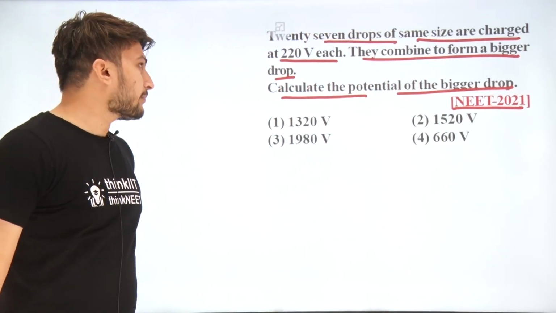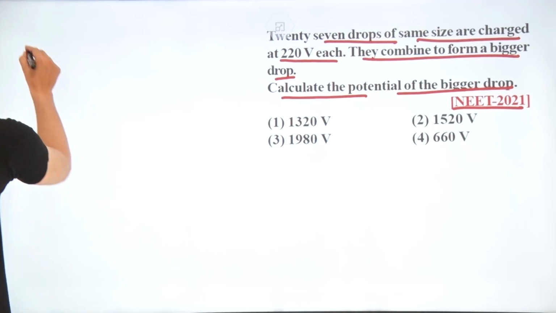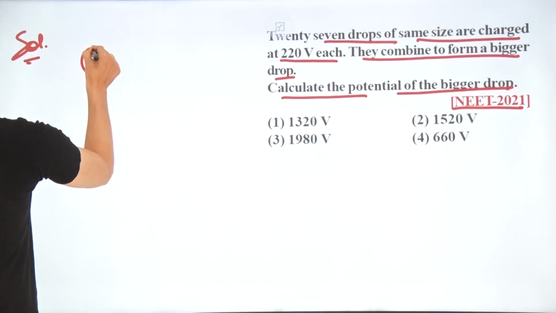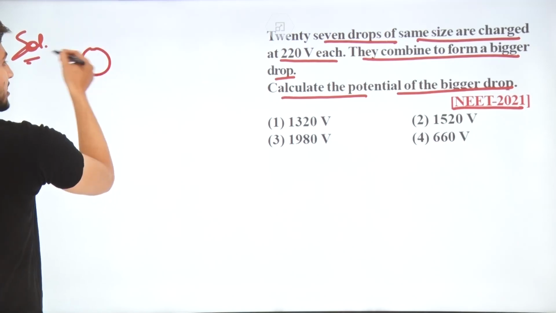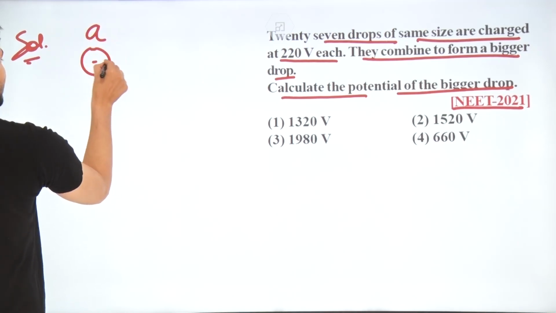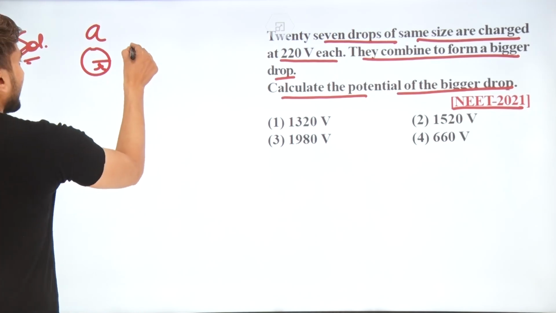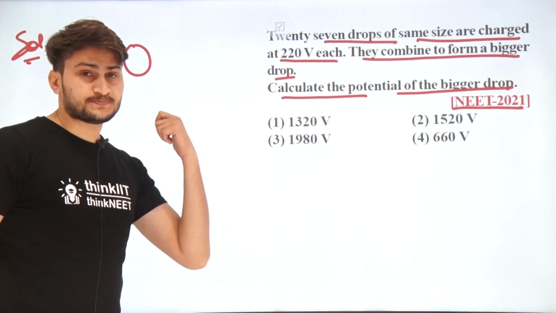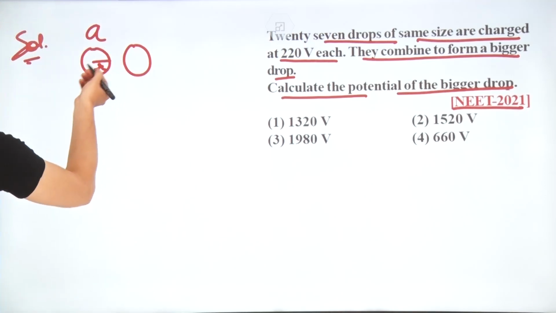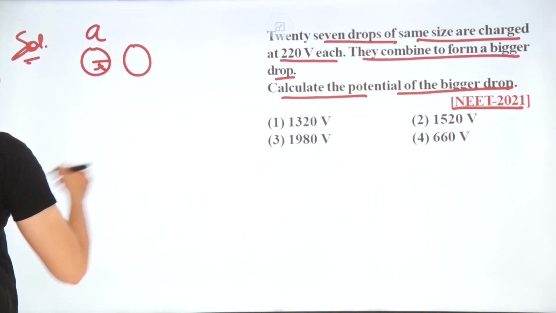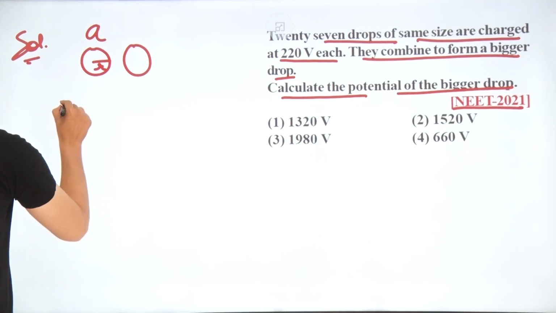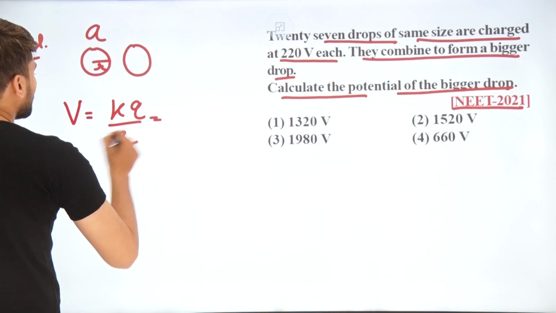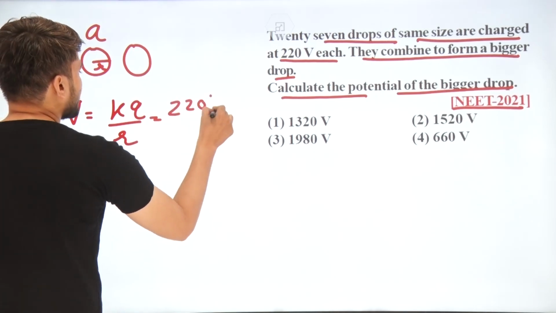Now students, in this question we are given 27 small drops. Let each have a charge small q and radius small r, and we have a total of 27 small drops. So we can say the potential of each drop is given as 220. That means the potential, whose formula is kq by r, is equal to 220 volt.